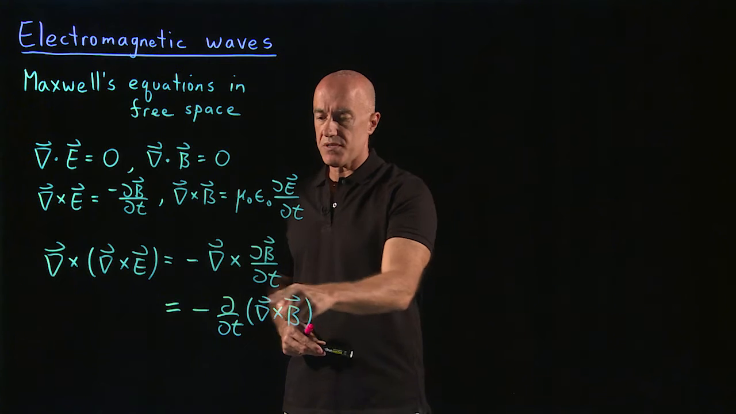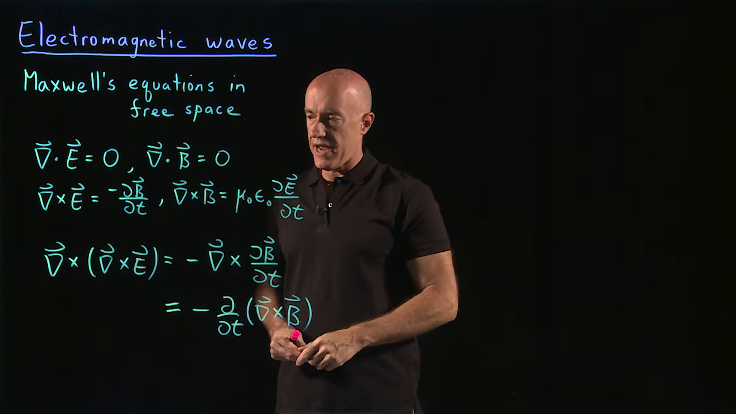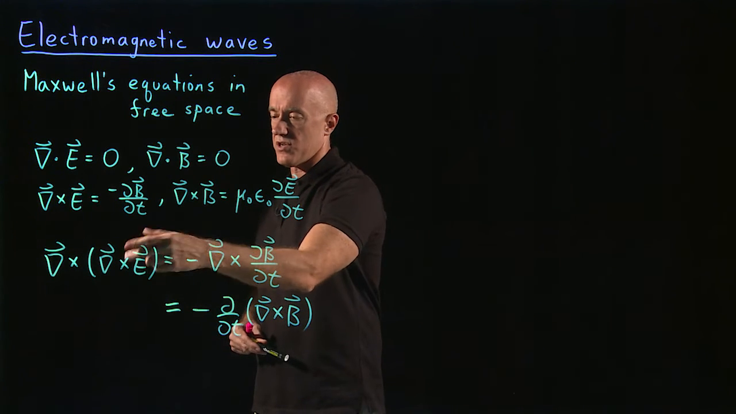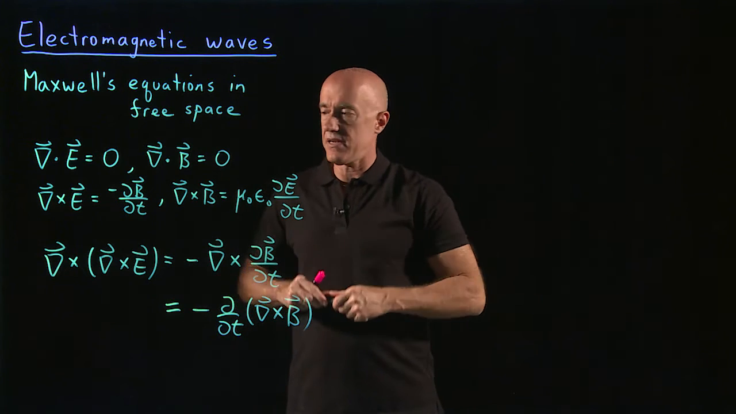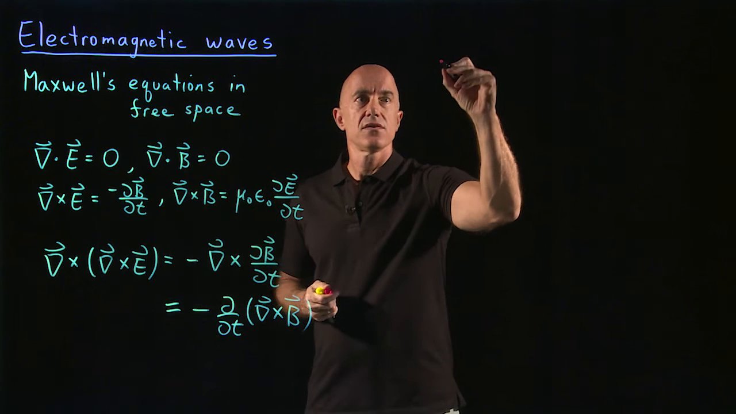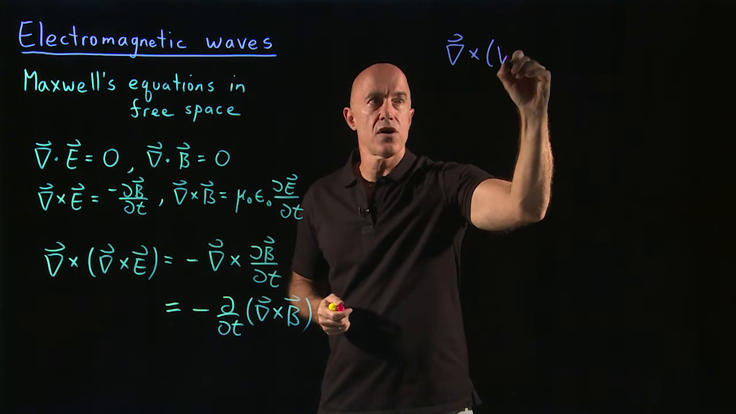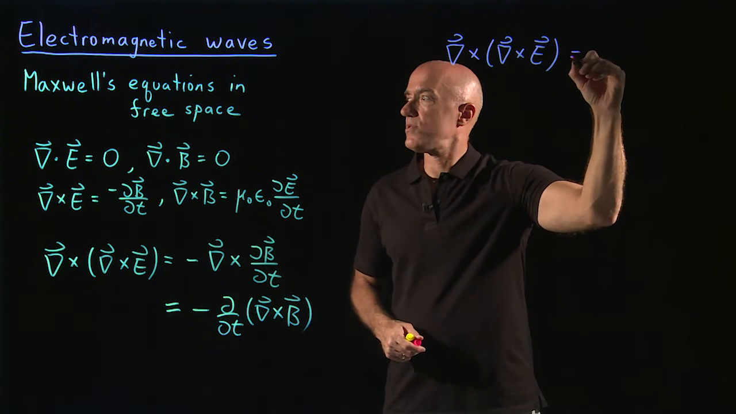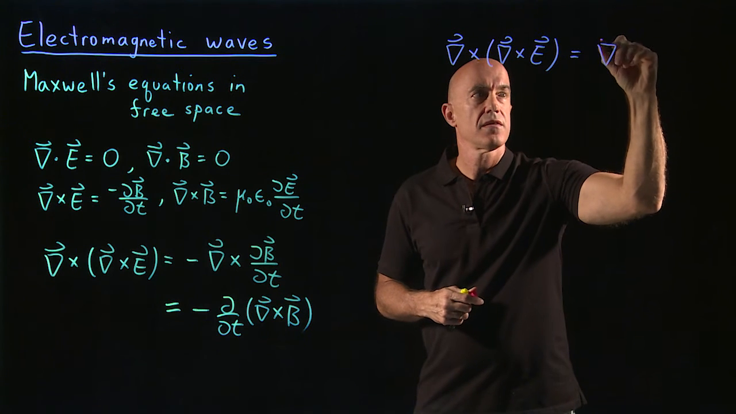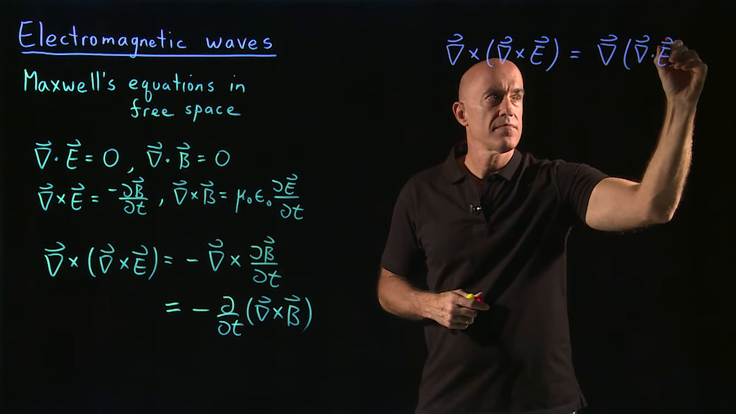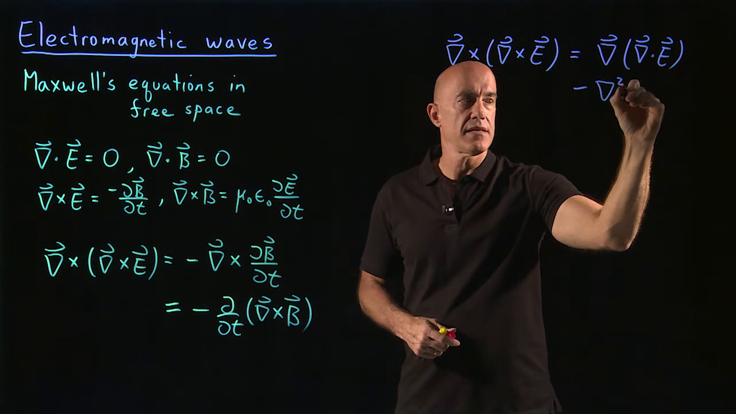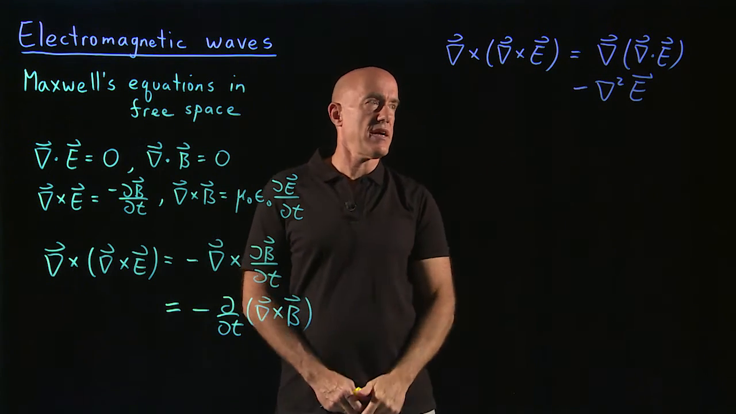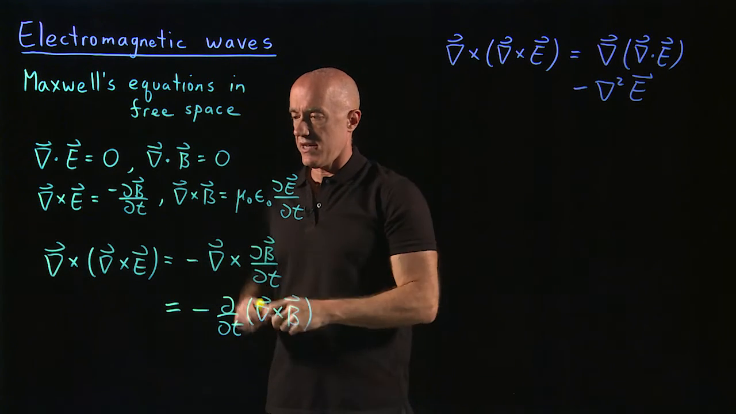Okay, the del cross B we can now replace with the right-hand side. The left-hand side is one of these vector identities. So it's the curl of the curl of E. So what is the vector identity? We can remember what the vector identity is. So the curl of the curl of a vector field has two terms. It's equal to, you can look it up, right? So it's the gradient of the divergence of E, and then minus the Laplacian of E. Okay? That's one of our vector identities.